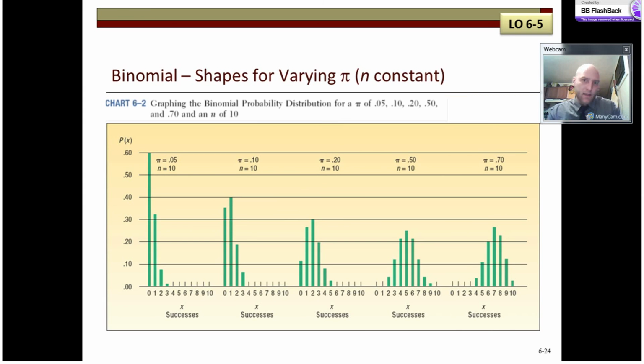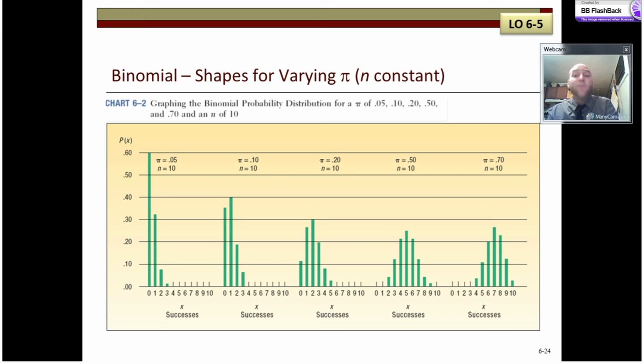Other ways that this probability distribution can change shape, you can see here below. Now this is holding n constant. So we're saying we've still got the fixed number of trials. In this case, it's always n equals 10. It says that across there. But what we vary is pi, or the probability of success.